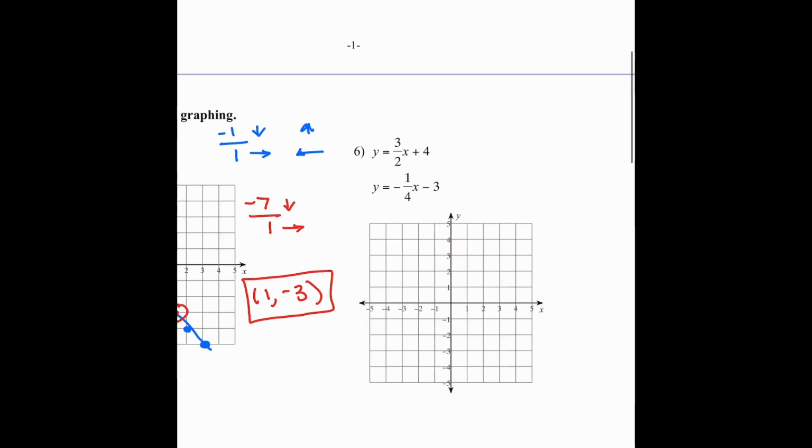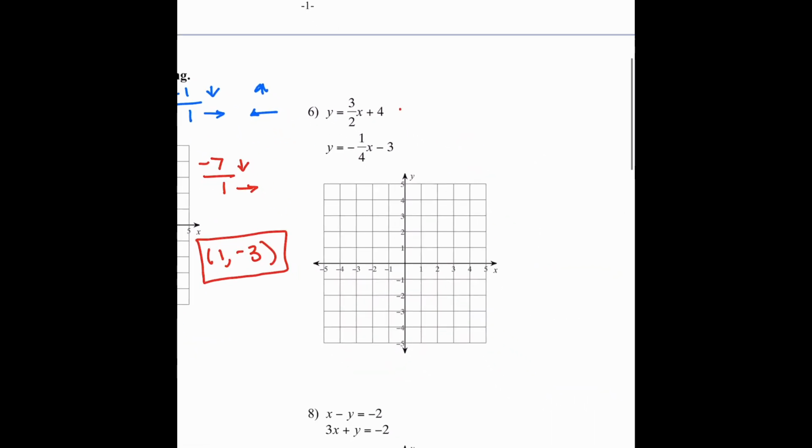Let's try number 6. For my first equation, my y-intercept is 4. And my slope of 3 over 2 tells me I go up 3 and to the right 2. Or I can go down 3 and to the left 2.